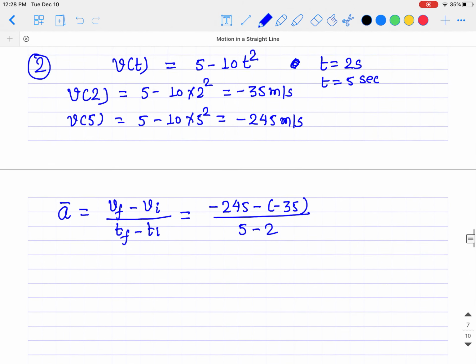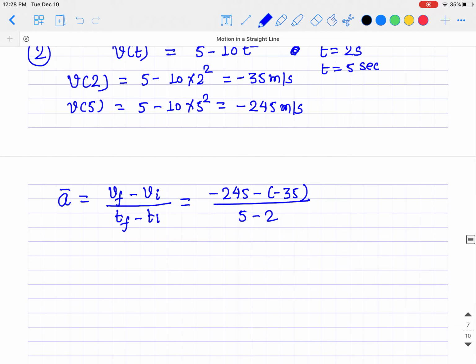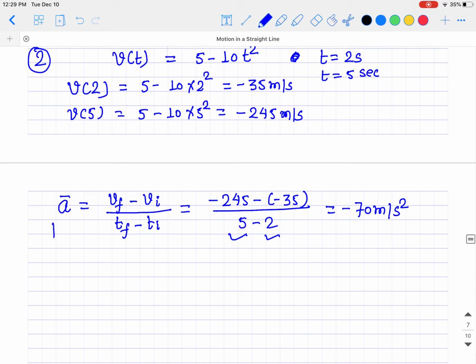So if we do the math, minus 245 minus minus 35 divided by 3, we'll get minus 70. So the answer is minus 70 meters per second squared. That's the average acceleration between time t equals 2 seconds and time equals 5 seconds. So this is the average acceleration.